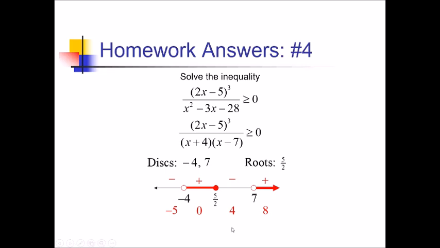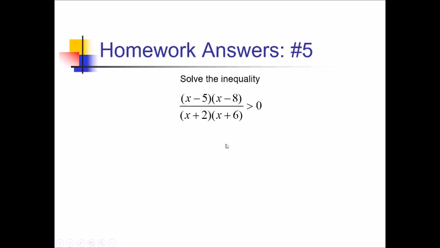And now writing all this in interval notation, for this first interval, I need negative 4 comma 5 halves. The negative 4 gets a parenthesis because it has an open dot. The 5 halves gets a bracket because it has a closed dot. Now I need a union, and I'm going to do parenthesis 7 comma infinity with another parenthesis.